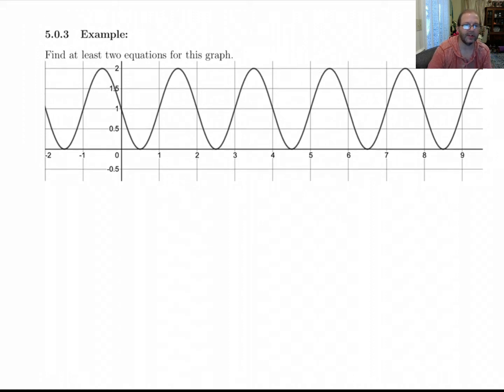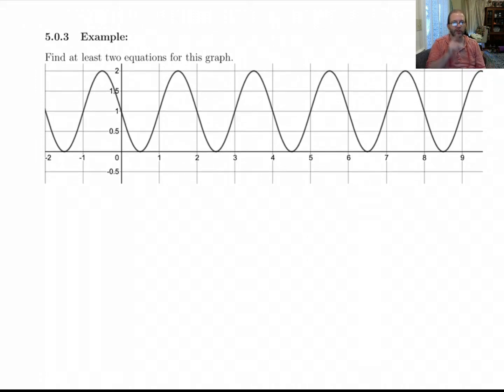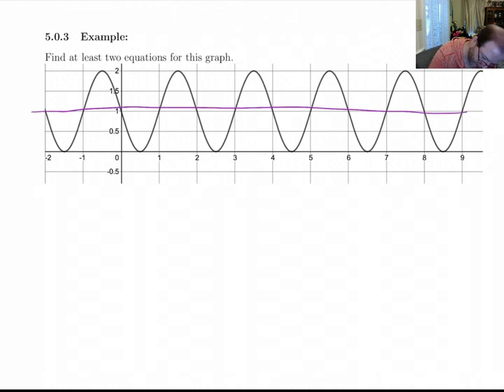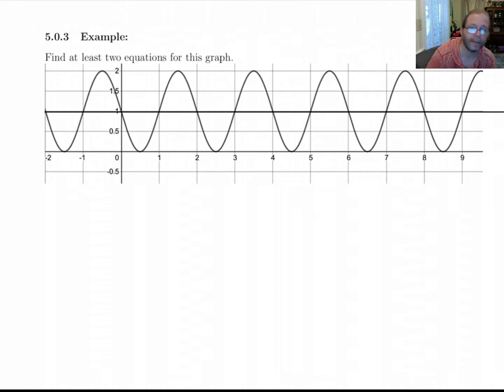All right, last example in this section. Let's find at least two equations for this graph. I'm first going to draw the midline because this is shifted up. So the midline is going to come through here. It's a little crooked, but that's okay. I'll redo it. The midline is here. And so we've got to figure out where to start and what to do.